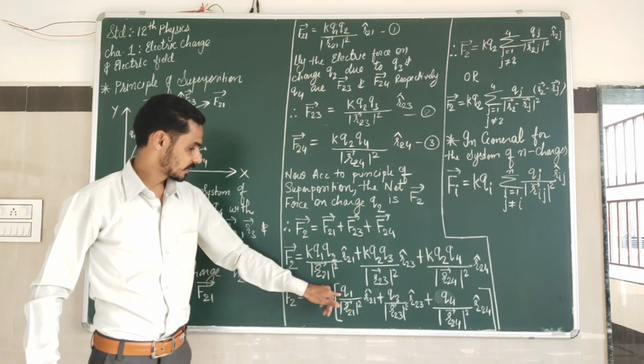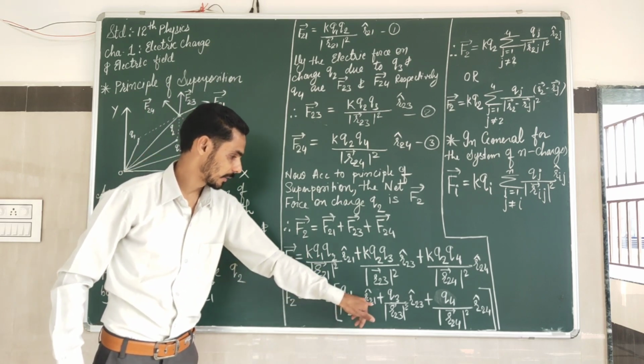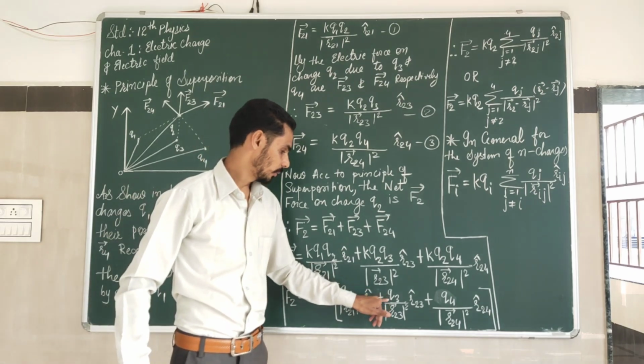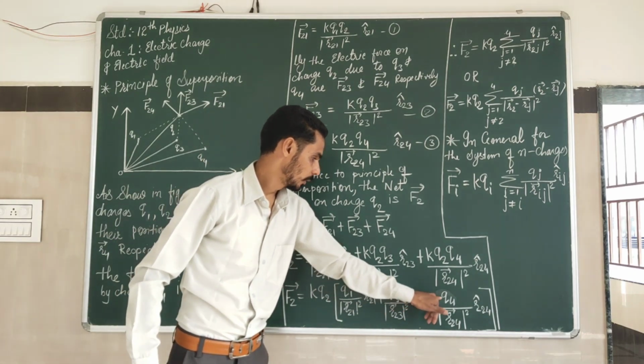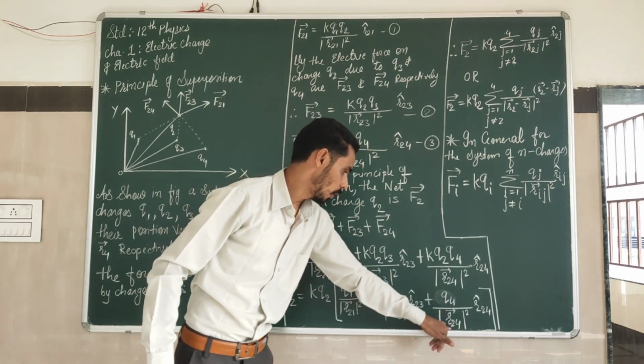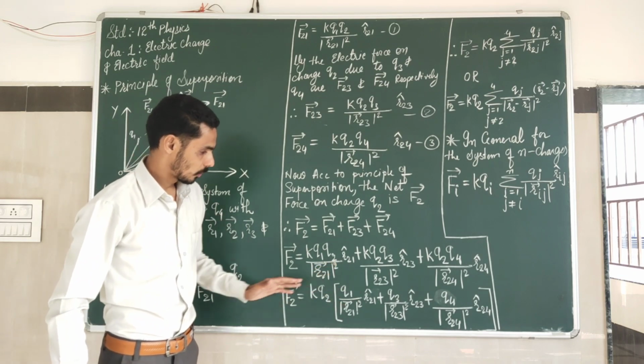Clear? What is inside? Q1 by R21 magnitude square and the direction, Q3 R23 magnitude square R23 cap direction, Q4 R24 magnitude square R24 cap direction. So that is last. Okay.